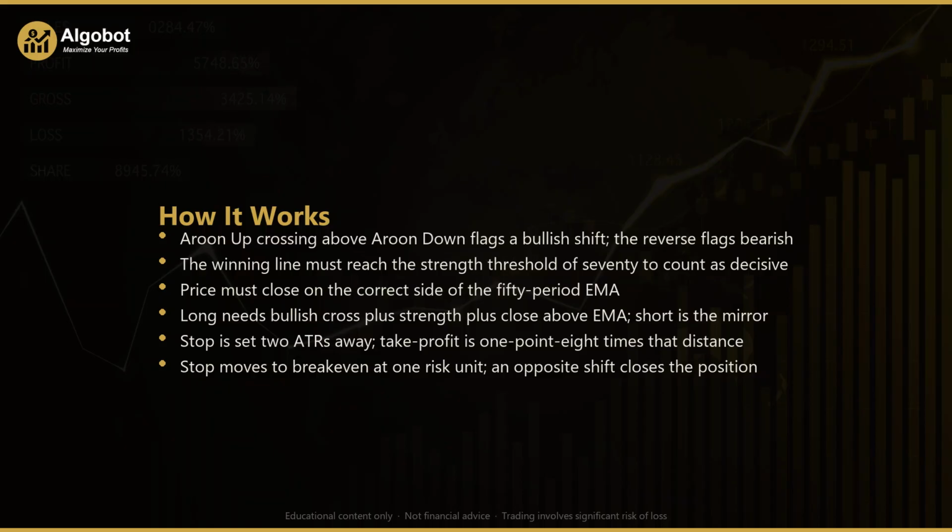Now for risk. When a position opens, the strategy places its stop loss 2 average true range units away from entry, so the stop breathes with volatility. The take profit sits at 1.8 times that stop distance, defining the reward to risk balance. Once price travels one full stop distance in favor, the stop is pulled up to the entry price. So a trade that was working is protected from turning into a loss. And if an opposite confirmed shift appears while a position is open, the strategy closes that position, and the next qualifying bar may open a trade in the new direction.